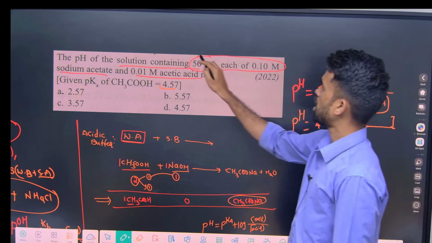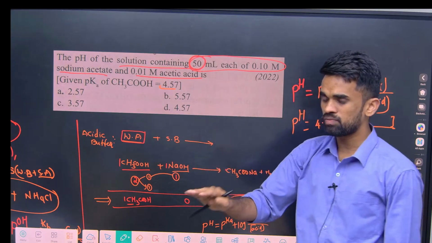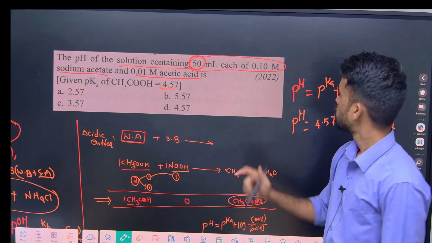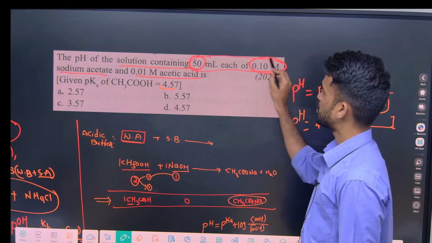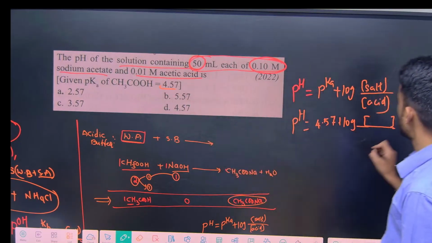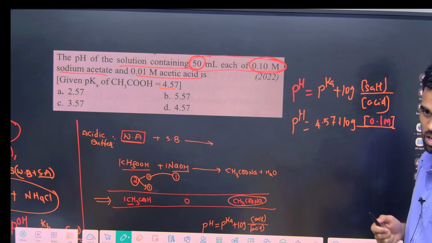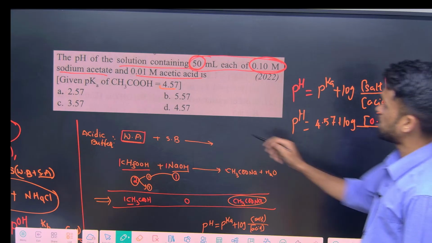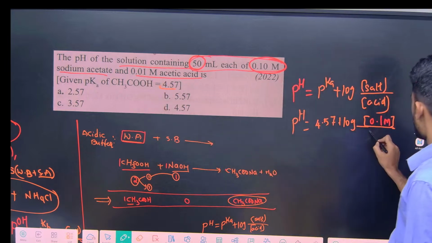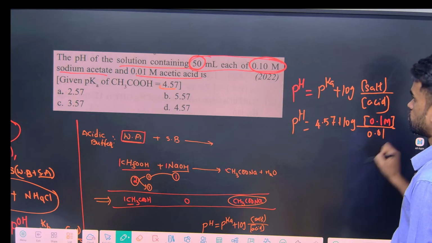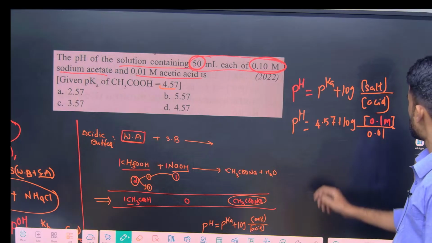See, 50 ml of each. It means the volumes of those solutions are the same. So that is 0.1 molar sodium acetate. Sodium acetate is a salt. And the acid is how much? 0.01. So how much is it?